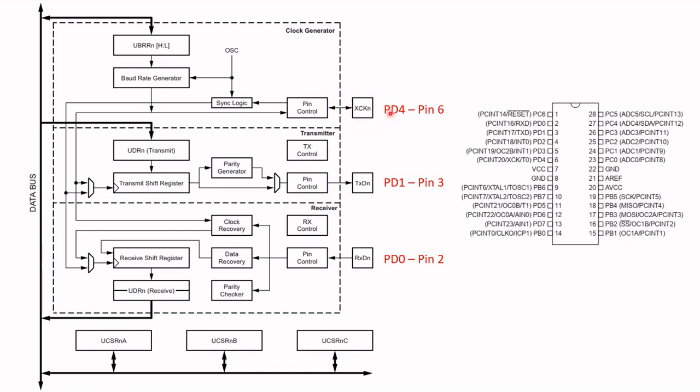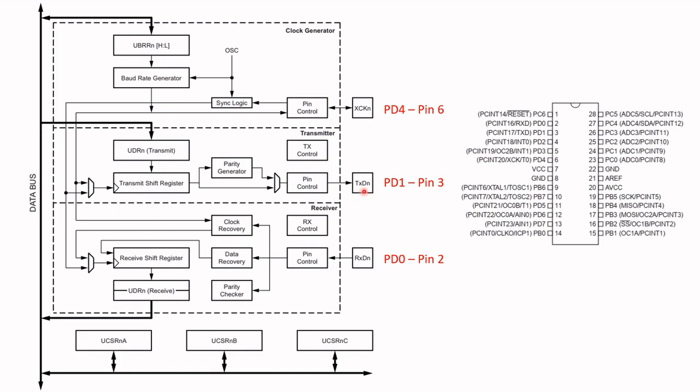Now let's focus on these three pins here, or the three inputs and outputs. The first one here is the XCK. This pin basically controls whether the clock source is internal or external, and it's on port D, bit 4 of the ATmega328, and it's pin 6, which is this pin here.